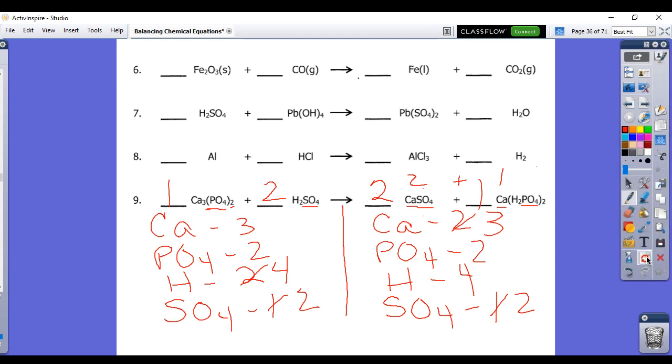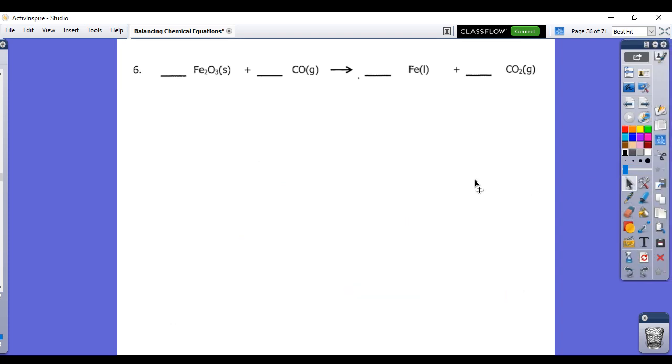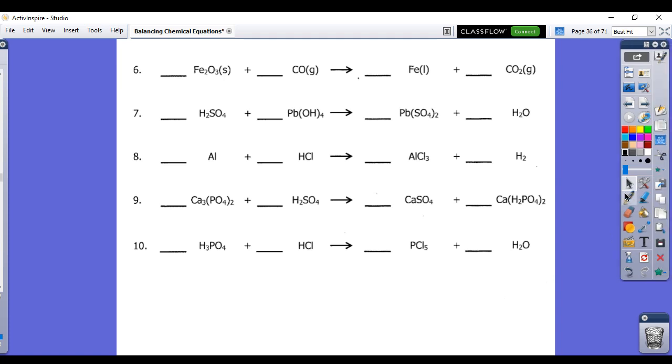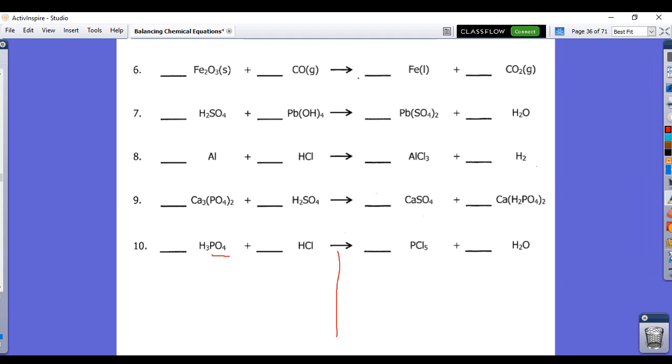All right, and let's do the last one, number 10. For number 10, notice we do have a PO4 on this side, but there's no PO4 on this side, so we have to separate all of them. So we've got hydrogen, phosphorus, oxygen, and chlorine. And then we're going to put the same hydrogen, phosphorus, oxygen, and chlorine on the other side. We've got to be careful with our hydrogen.